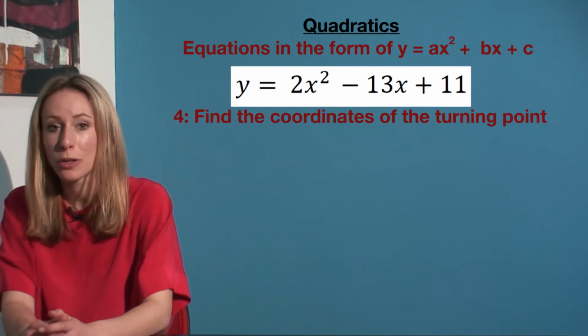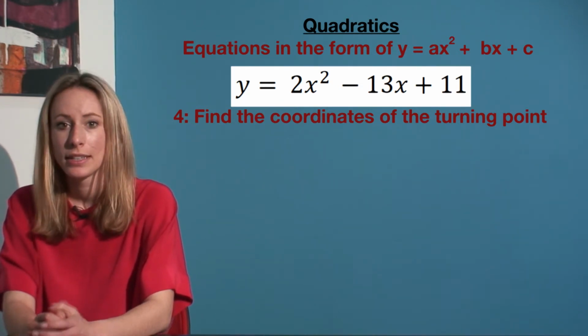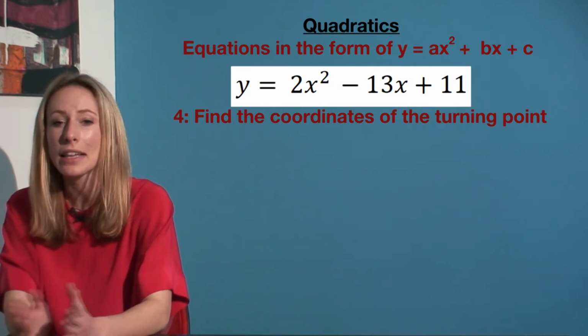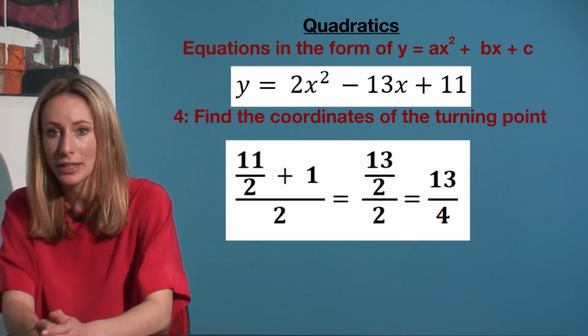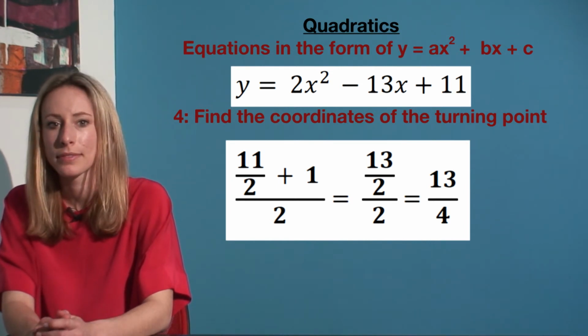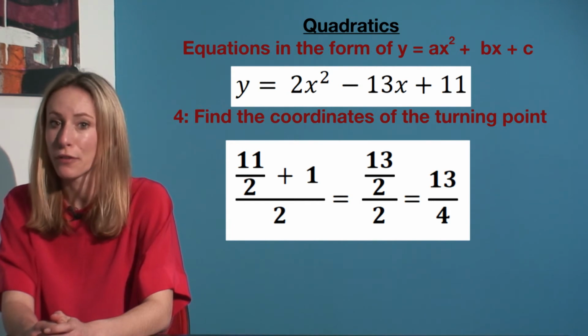Step 4 is to find the coordinates of the turning point. We can do this by first finding the x-coordinate of the turning point. Since we have both our x-intercepts, we know that the x-coordinate of the turning point is exactly halfway between these. In this case, we find the halfway point by adding both x-intercepts together and dividing them by 2. So, we now know that the x-coordinate of the turning point is 13 over 4.